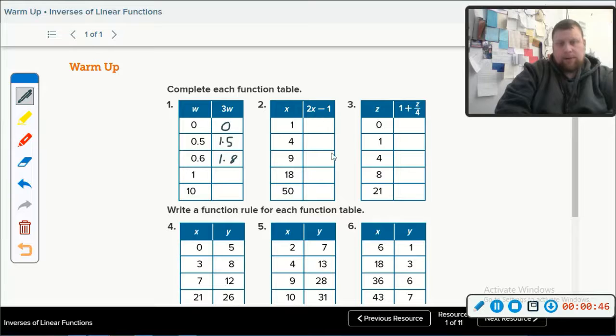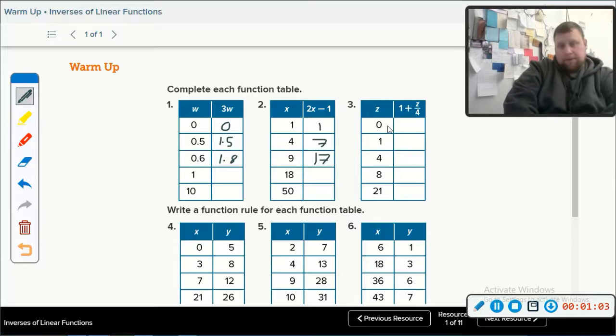X and 2x minus 1. So what does that tell me to do? 2 times the x, subtract 1. 2 times 2 is 4, minus 1 is 3. 2 times 4 is 8, minus 1 is 7. 2 times 9 is 18, minus 1 is 17. And again, keep going that way.